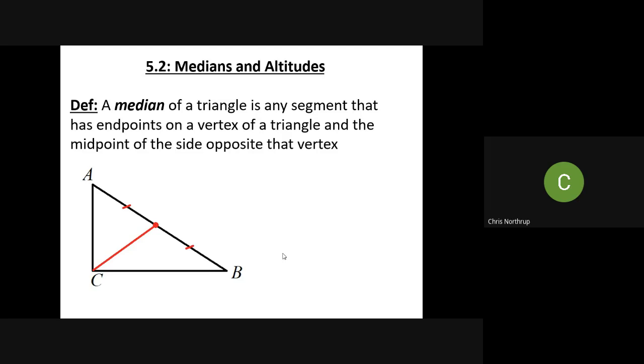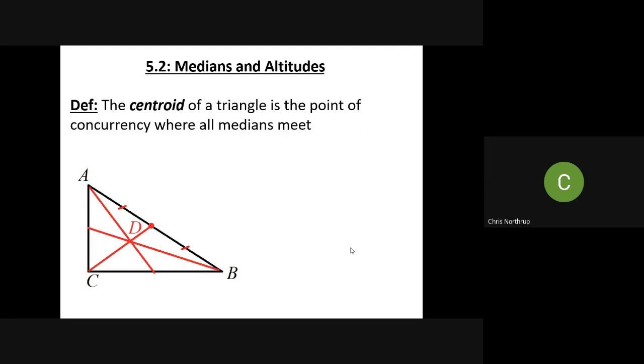side. So here, that point on AB, you can see those little tick marks. That point is the midpoint. And so that red segment extending from C over to that point would be a median. So it cuts the opposite side in half and goes from one vertex. So you might guess, well, what if I draw all three medians? Well, that's going to look something kind of like this.